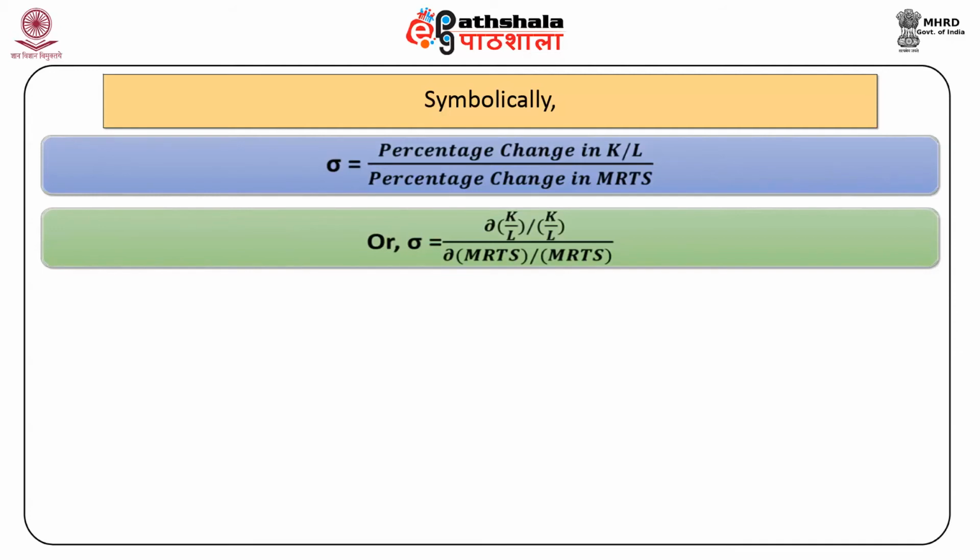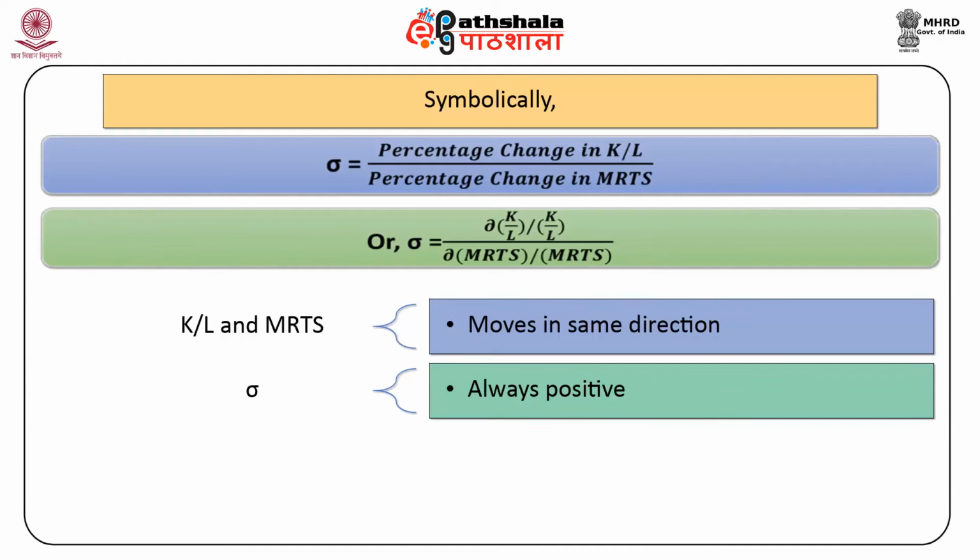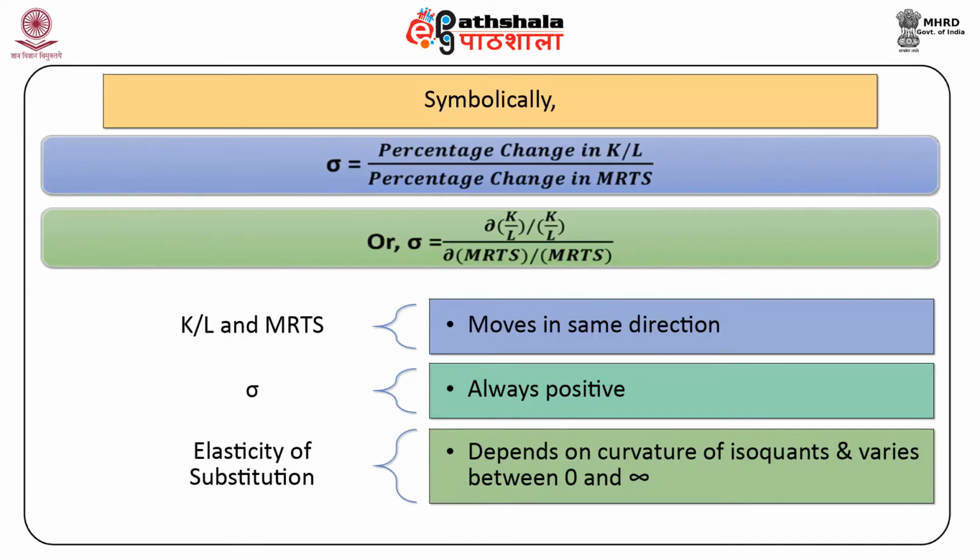Since throughout an isoquant, both K/L and MRTS move in the same direction, therefore the value of the elasticity of substitution is always positive. Moreover, the value of elasticity of technical substitution depends on the curvature of the isoquants. It varies between 0 and infinity depending on the nature of the production function. Production function determines the curvature of the various kinds of isoquants.